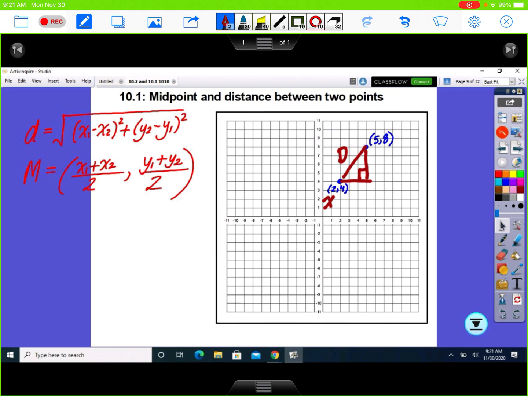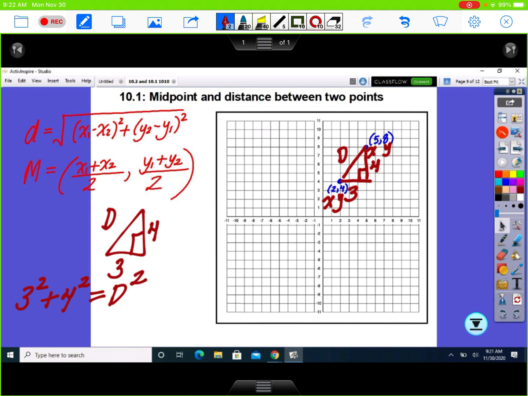If we have an x at 2 and an x at 5, what's the distance between them? 3 units right here. Does everybody see what I'm saying? If we have a y value of 4 and a y value up at 8, what's the distance here? 4. So we're literally just dealing with a right triangle with this at 3, this is a 4. So then it's just the Pythagorean Theorem to figure out distance. You would say 3 squared plus 4 squared equals our distance squared.